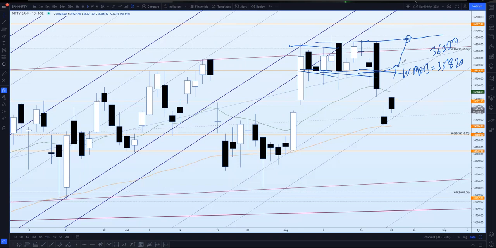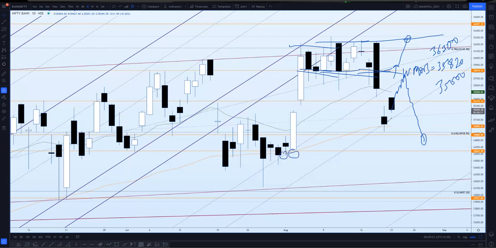If we are crossing that supply zone, then yes, 36,300 should come, or else the logical path should be to again take a resistance and again go on the lower side. So in that case, our first target on the downside will be 35,000. Now this 35,000 level is getting defended every time.